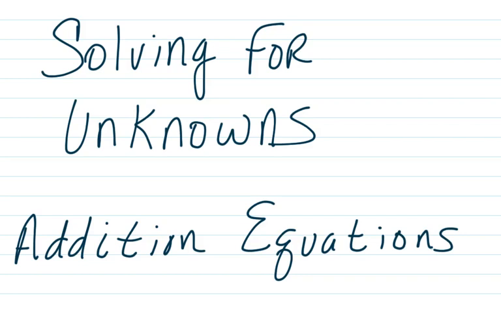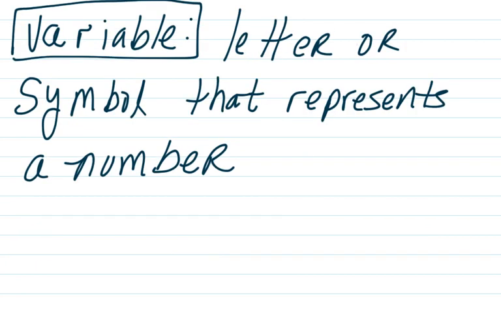Alright, so today we're going to be talking about solving for unknowns, and today we're going to be talking about addition equations. So let's look at our next page. Remember that a variable is a letter or symbol that represents a number. So let's go through and look at some more examples real quick.